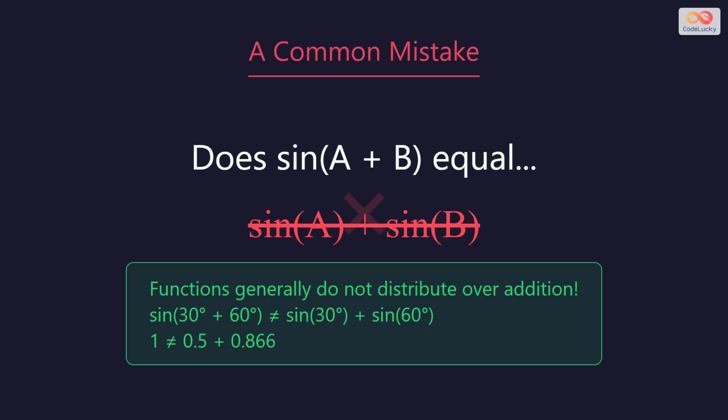Before we begin, let's address a very common mistake. Many students intuitively think that sine of a plus b is just sine a plus sine b. This is incorrect. Trigonometric functions do not distribute like multiplication. For example, if we use 30 and 60 degrees, the math simply doesn't add up.